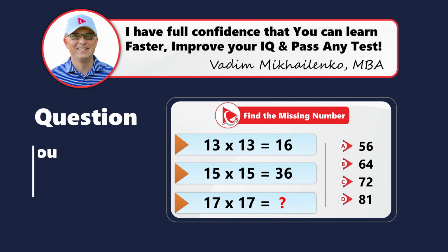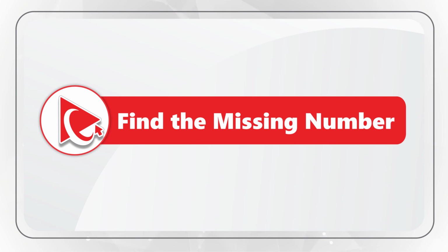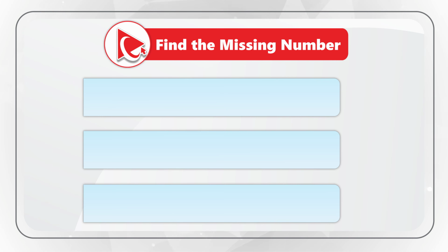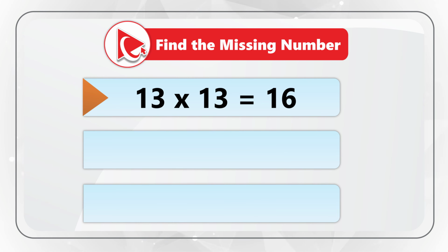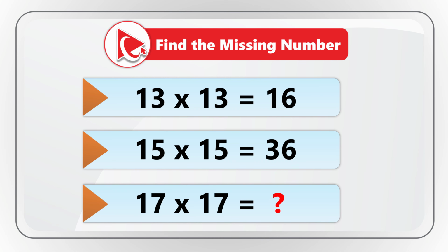Here's one of my favorite questions, which requires you to use your critical skills and imagination. You need to find the missing number, and you're presented with 3 different expressions. First expression is 13 multiplied by 13 equals 16. Second expression is 15 multiplied by 15 equals 36. And the last expression, the one that's missing the number, is 17 multiplied by 17 equals missing number.